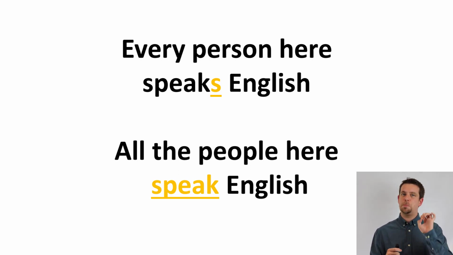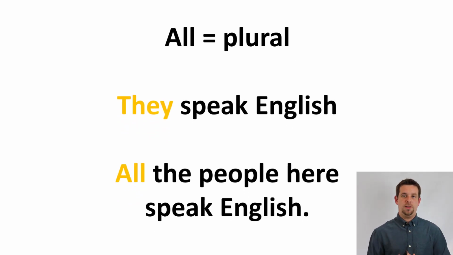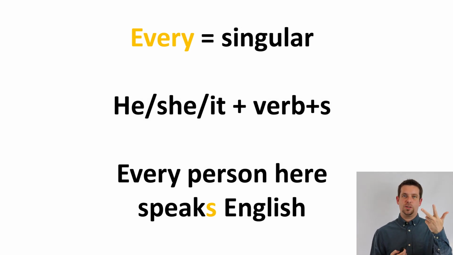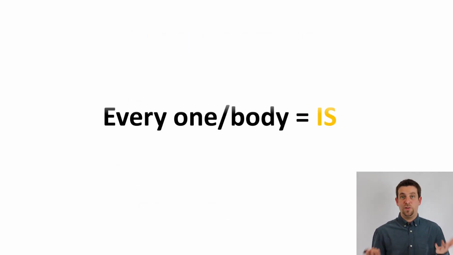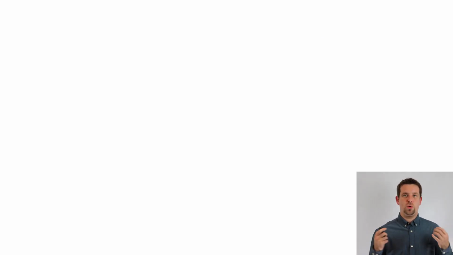Every person here speaks English. All the people here speak English. So the idea of all is the idea of plural. They speak English. All the people here speak English. With the idea of every, it's singular. It's the idea of he, she, or it, where we have the verb plus s. Every person here speaks English. So that's the first fundamental difference in the verbs and the conjugation, where we have all the people are, or everyone or everybody is. Okay? Now, let's just take some more examples.